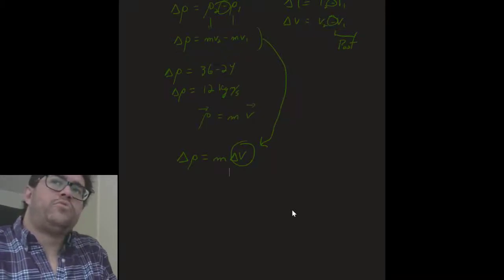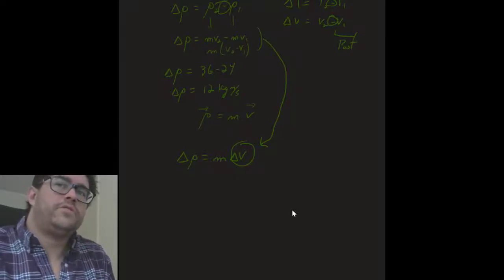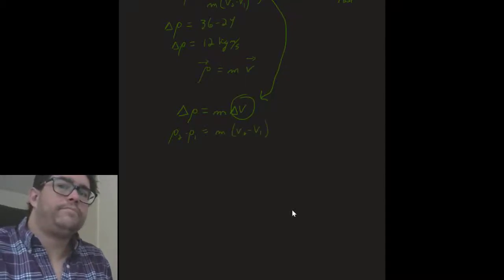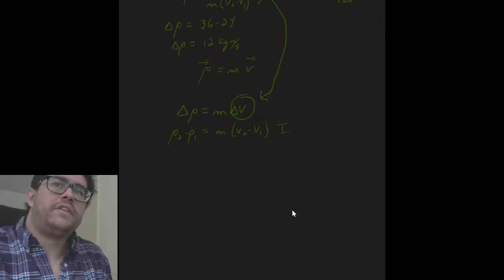The same way that you can group m in front of v2 minus v1, right? You can do that here. That's what this is saying. This is saying that p2 minus p1 is equal to m times v2 minus v1, right? So this is an insight. Call this an insight into the formula.